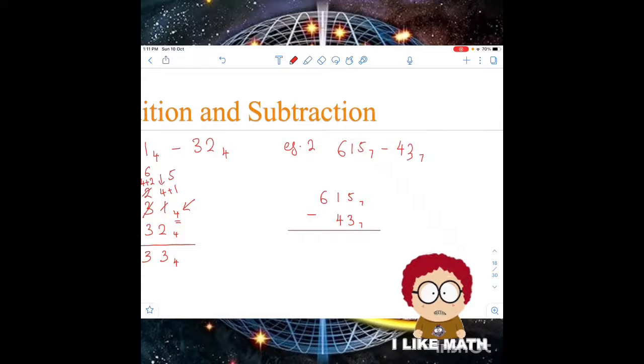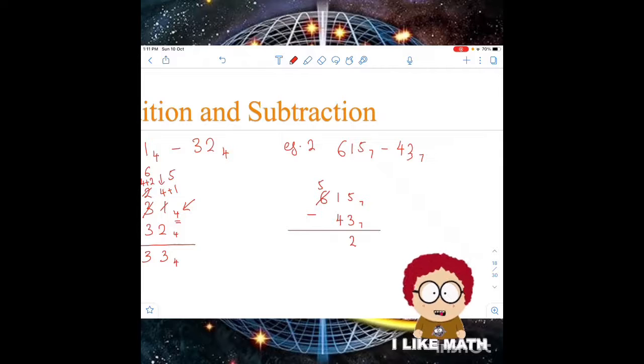Now ask, is 5 enough to be minus by 3 or not? Yes, it is enough, so we don't have to do any borrow. But now the next case, 1 minus 4. Is 1 enough to be minus by 4 or not? If 1 is not enough to be minus by 4, we're going to borrow from the place in front. The place in front is 6. We borrow 1, it becomes 5.